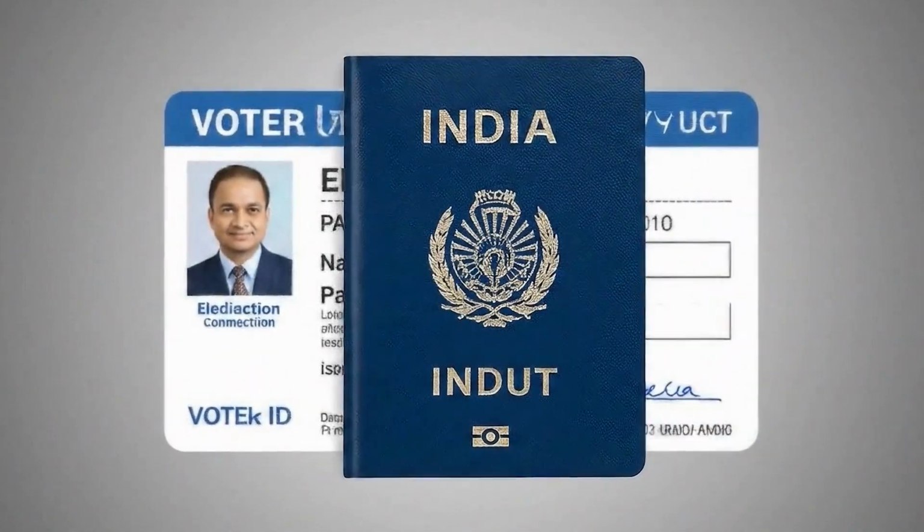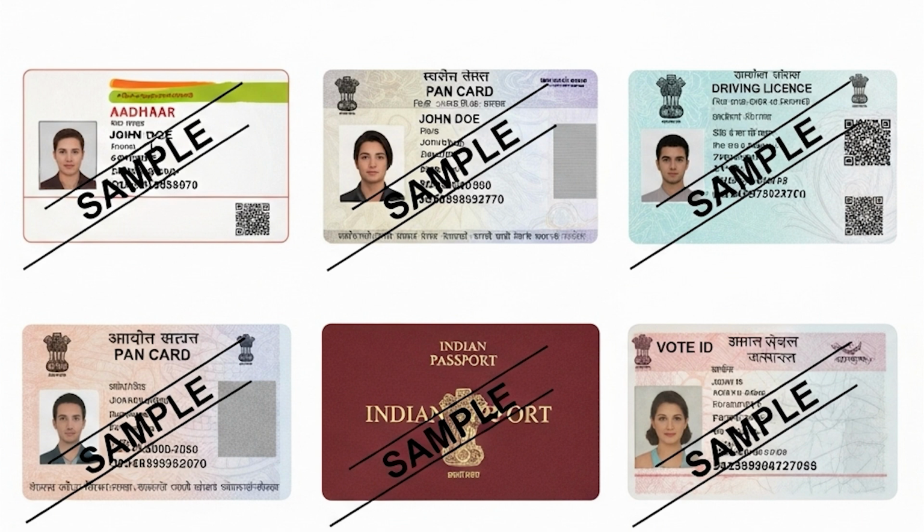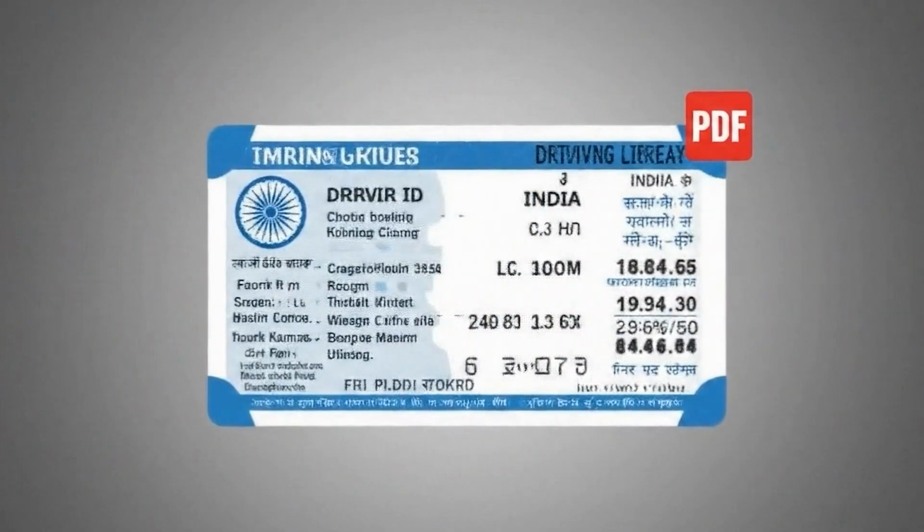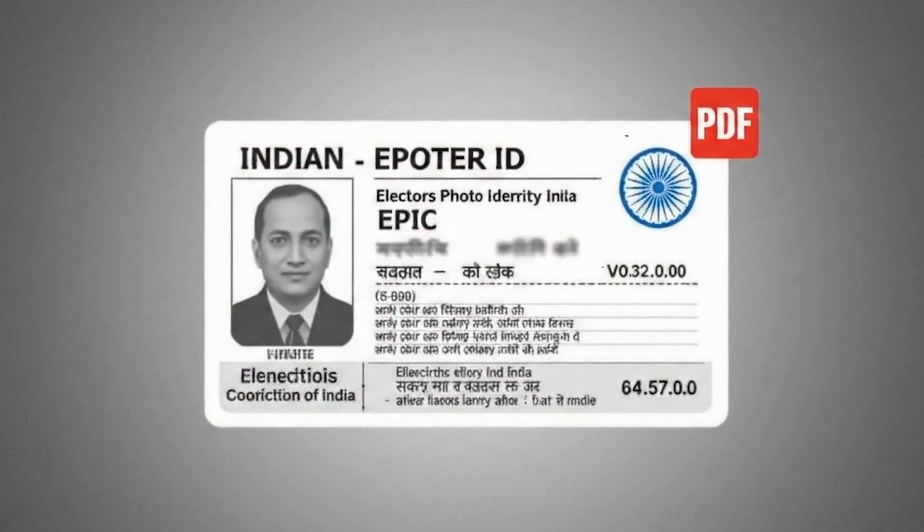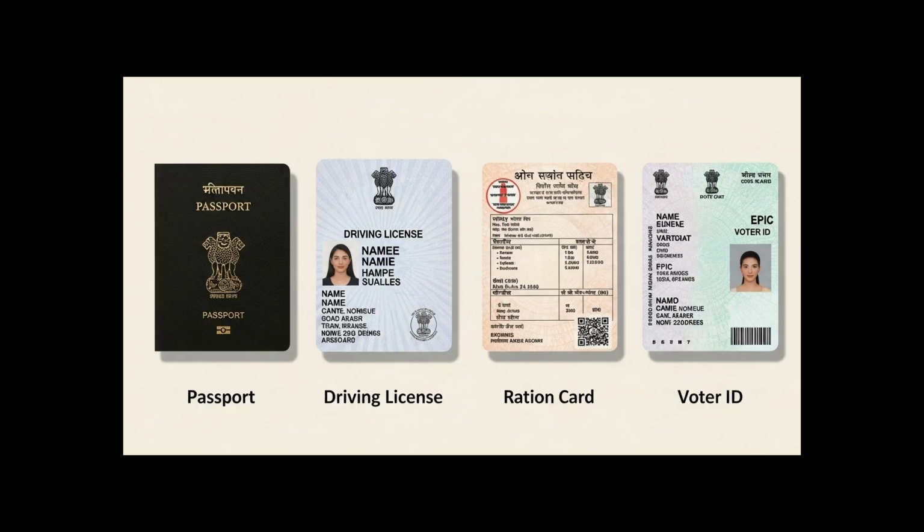The list of identification proofs which are allowed is Aadhaar, PAN card, driving license, passport and voter ID. It should be in PDF format. Maximum file size will be 200 MB. The list of permanent address proofs which are allowed is passport, driving license, ration card and voter ID. It should be in PDF format. Maximum file size is 200 MB.